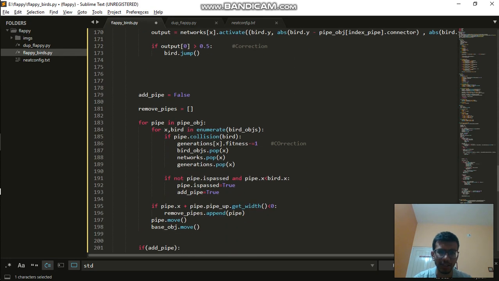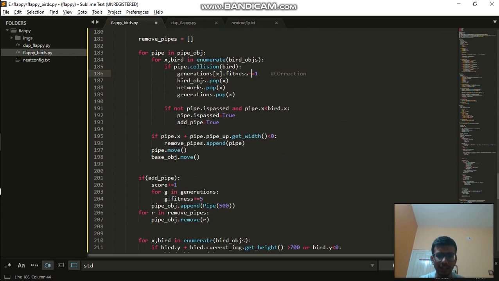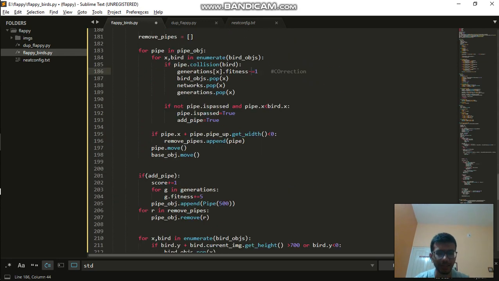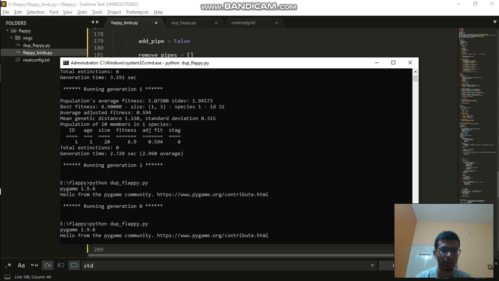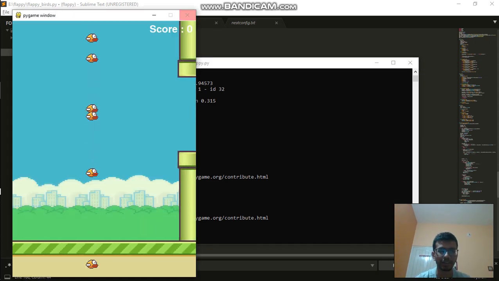The next mistake was that when colliding, I was lowering the fitness to a very low value. It was 0.1, so I changed it to 1. So make that change as well. And well, that's it. So now finally, when we run this, okay, not this, not this.